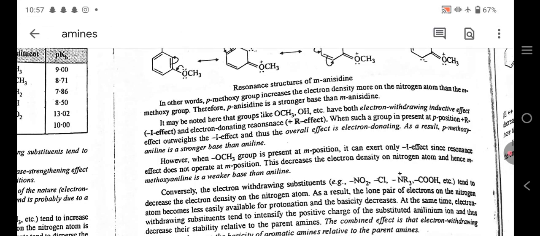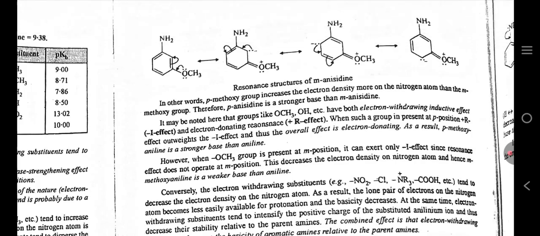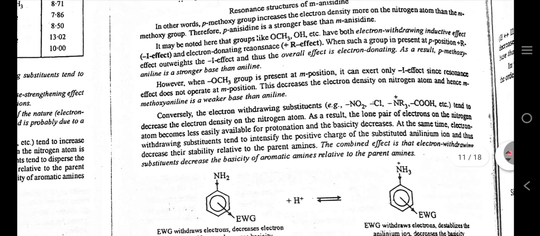Resonance structure of meta-anisidine. In other words, the para-methoxy group increases the electron density more on the nitrogen atom than the meta-methoxy group. Therefore, para-anisidine is a stronger base than meta-anisidine.